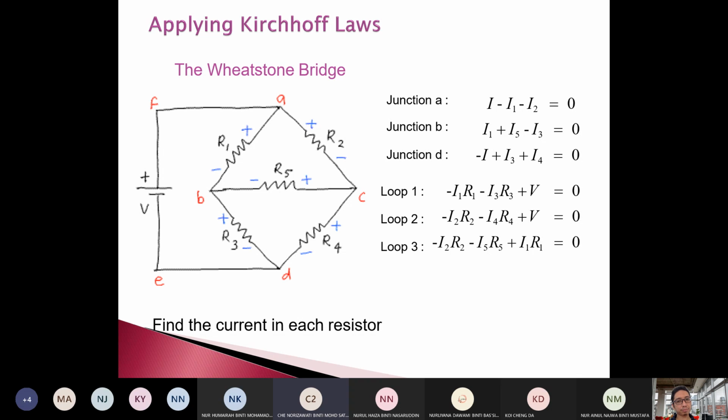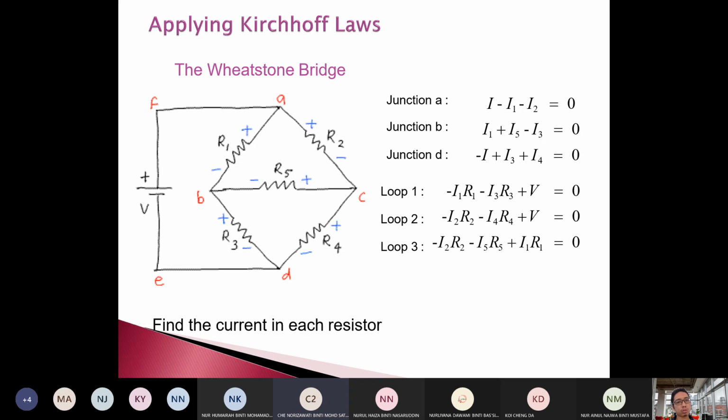So what you have is, because the voltage is flowing to that side, it's minus I2 R2, and then minus I5 R5, and then because it's flowing back in the opposite direction, it is plus I1 R1. So that's for loop number 3.